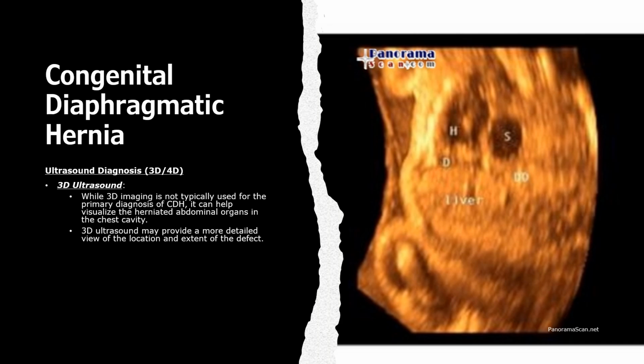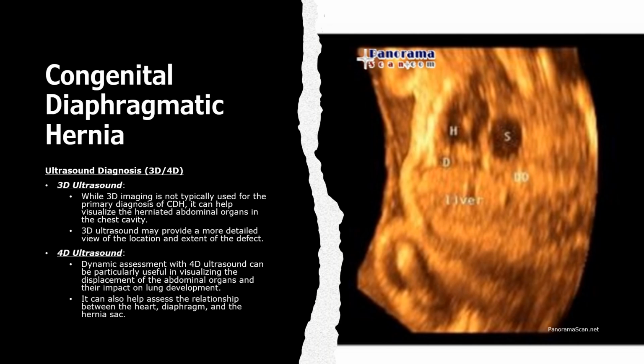4D ultrasound, on the other hand, offers dynamic real-time imaging, which is particularly valuable for assessing the displacement of abdominal organs and the potential impact on lung development. With 4D imaging, we can observe how the herniated organs affect the fetal thoracic space and their potential interference with lung growth.